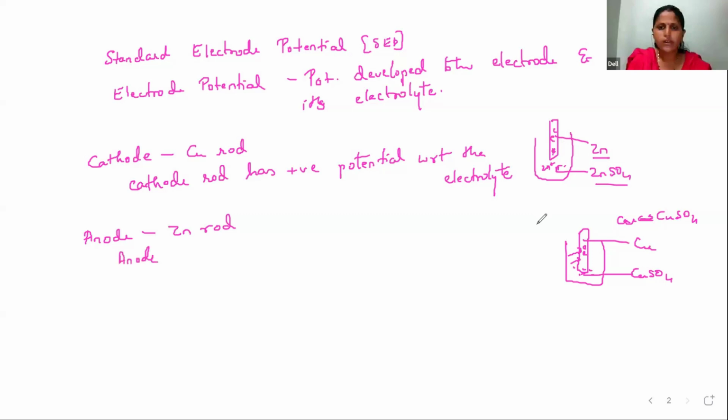So in the cell, the cathode is at positive electrode potential and the anode is at negative electrode potential. Up to this is clear. With respect to the electrolyte, positive electrode potential is the cathode, and negative electrode potential is the anode.